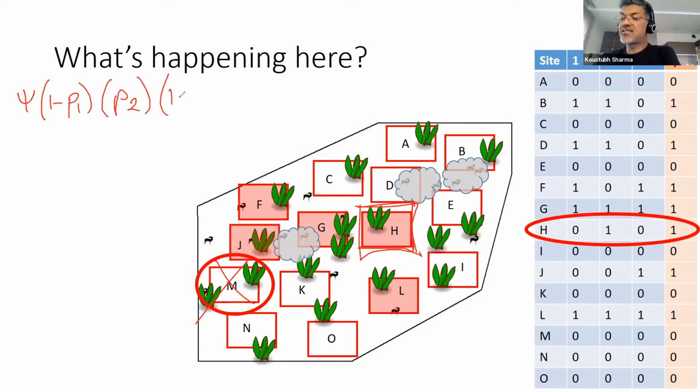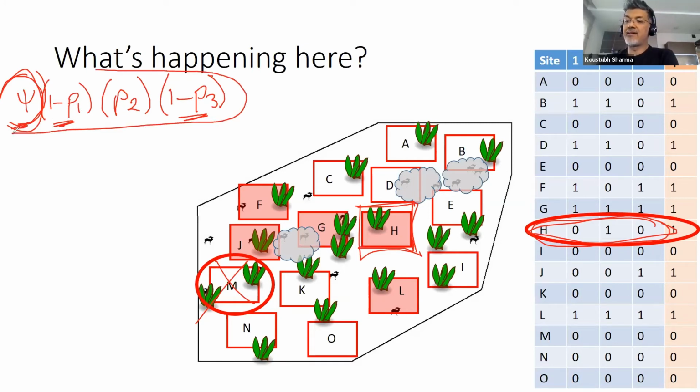And then I missed seeing it on the third one with the probability 1 minus P3. Species is there because it was detected at least once. That means we are 100% sure now that species is using the grid cell H. All that is happening is I haven't seen it on the first and the third occasion, right? And if there is a way I can find out P, then I can start predicting how my estimators would be. I'll just show you another example.